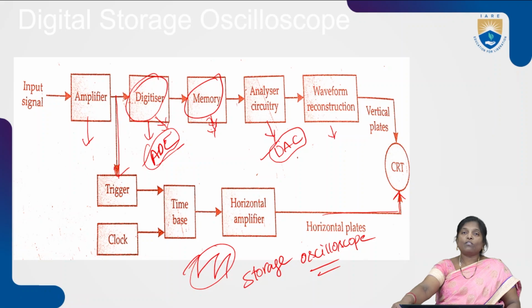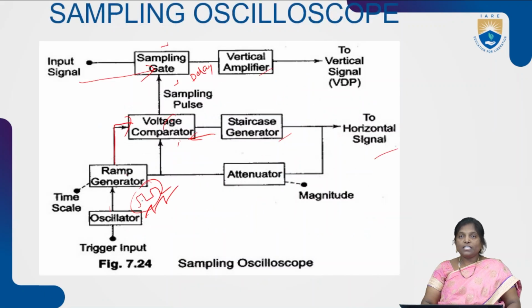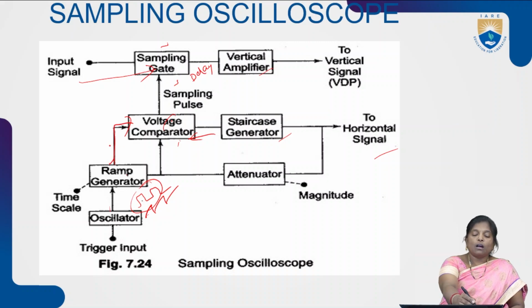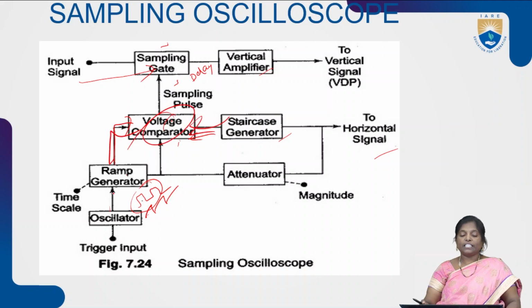These are the different types of oscilloscopes we have. The first one is the sampling oscilloscope. The sampling oscilloscope is also used at high frequency, and this is operated only when the sampling gate is open. The sampling gate is opened whenever the two inputs of the voltage comparator, that is the output of the ramp generator and the output of the staircase generator, have the same amplitude. Then only this voltage comparator generates the sampling pulse. According to that, the sampling gate is opened. If the sampling gate is opened, then the sampled signal is given to the vertical amplifier, and through the vertical amplifier we will get it in the output section.